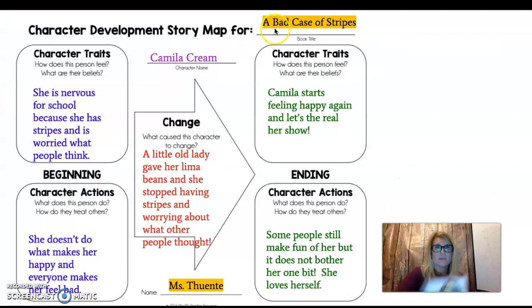I wrote down the name of the book at the top. I wrote down the character name here. At the beginning, it says, how does this person feel? She is nervous for school because she has stripes and she's very worried about what other people think of her. What does she do? Well, she doesn't do what makes her happy. What makes her happy is eating lima beans. But she's so worried other people will make fun of her and she will be embarrassed. So she keeps not doing the things that make her her.